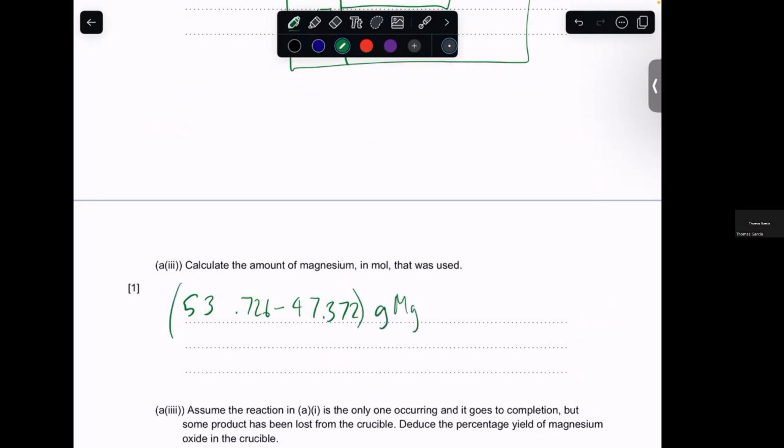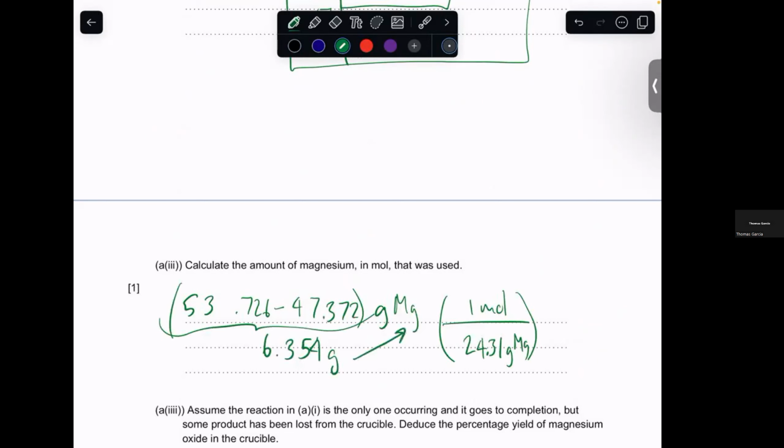Grams Mg, and then from that conversion, I will just divide that by the molar mass of Mg, which is 24.31 grams Mg to 1 mole. And actually, I'm going to do that math right now. This will become 6.354 grams. So we're going to take 6.354 grams and divide it by 24.31. We will get a total of 0.2614 mole magnesium. And I still have 4 sig figs because I've been carrying those through.